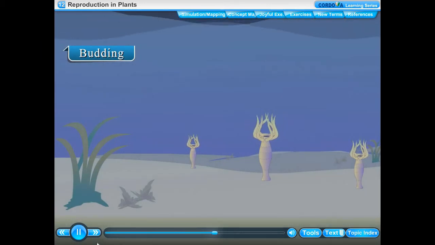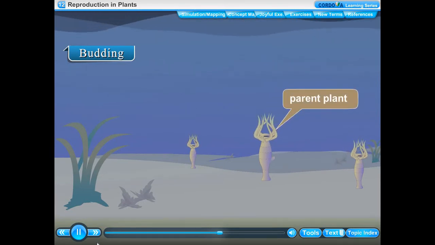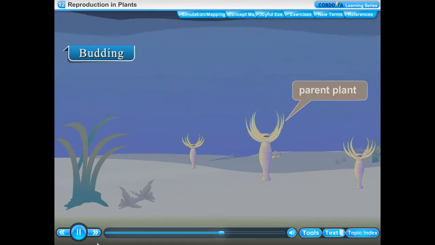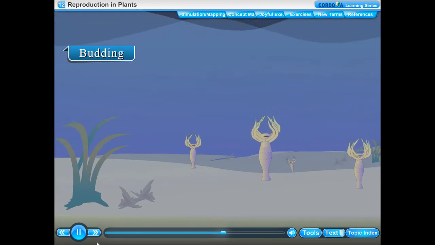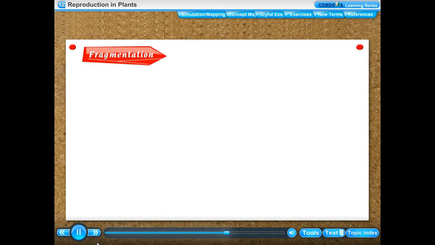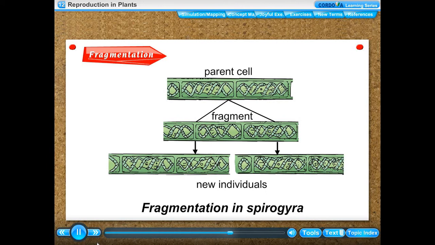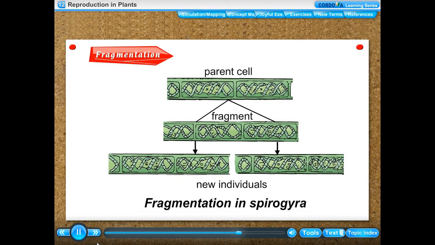Budding. In budding, a small bulb-like projection called a bud comes out from the parent plant. The bud gradually grows and gets detached from the parent plant and forms a new plant. Fragmentation. The breaking up of the body of a plant into two or more fragments, where each fragment grows and matures to form a new plant, is called fragmentation.